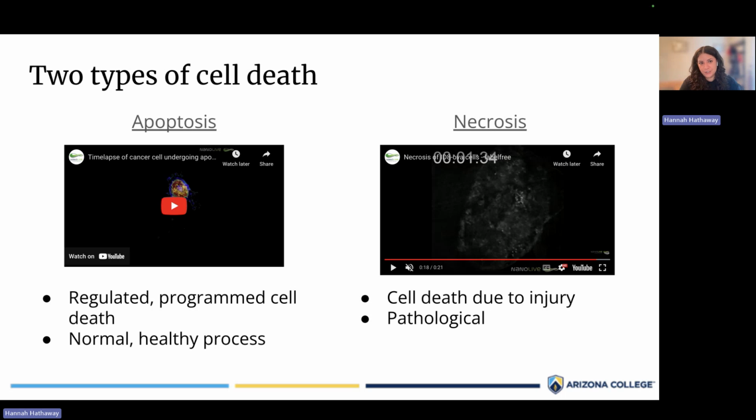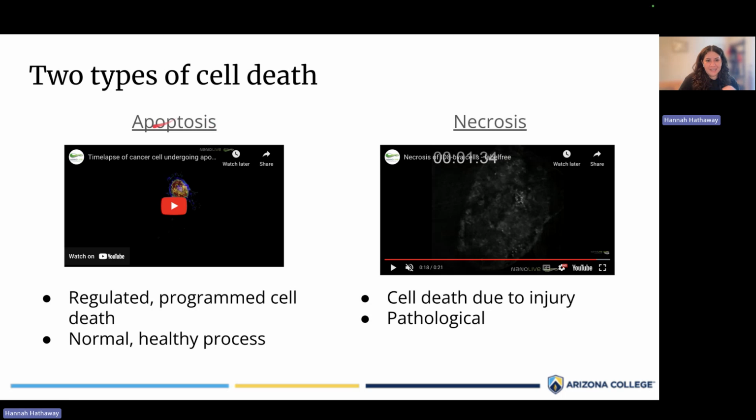It is always pathological. And in addition, because that cell essentially exploded, let's say that a virus is what caused that cell to explode. Now that virus is also going to be everywhere and it will be able to infect other cells. So necrosis tends to injure the cells nearby as well. So it's a harmful process.